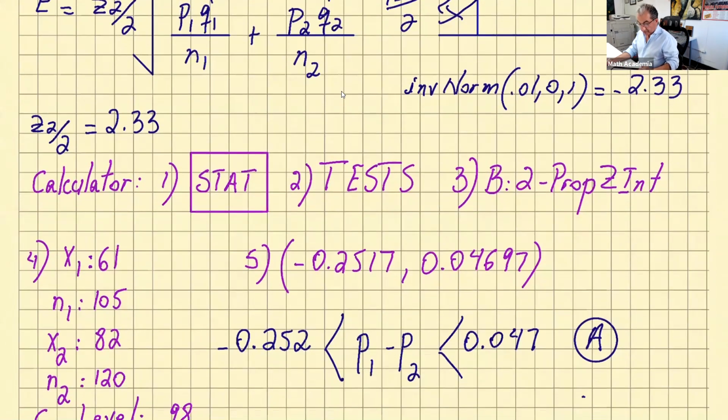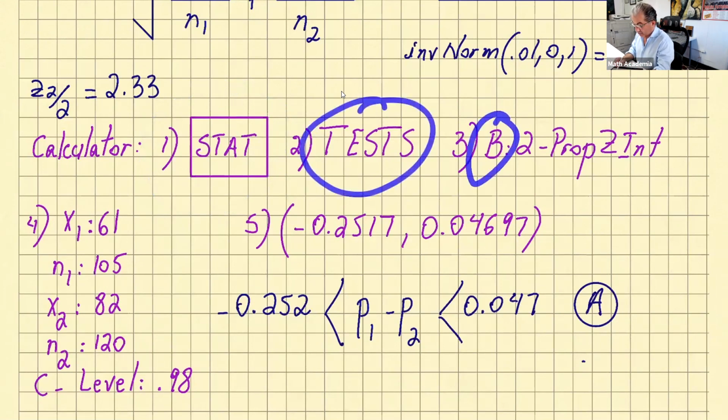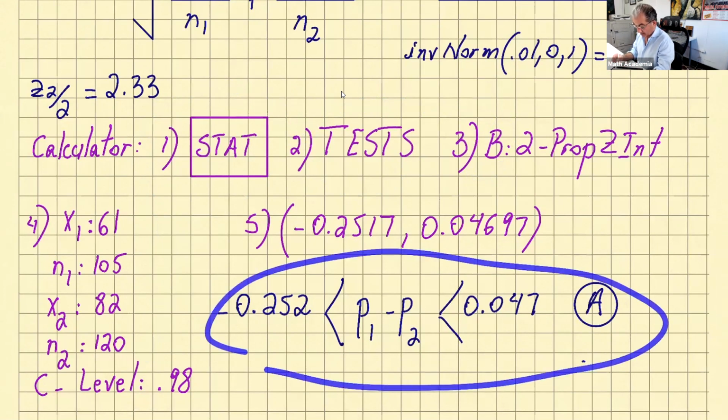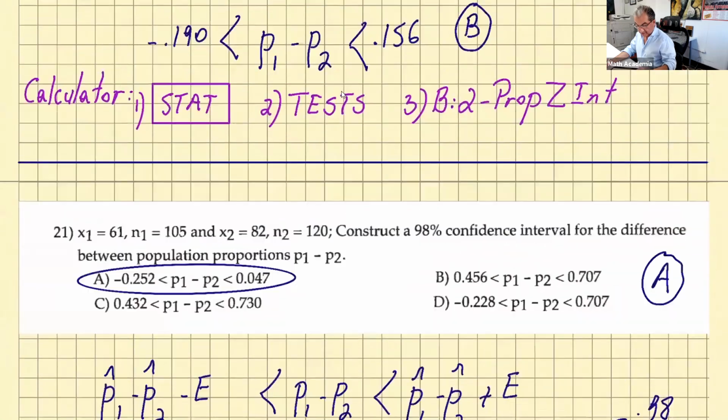But if you want to do this fast, you can use your calculator, and I put the steps here. Press stat, pick test, scroll down to B, 2-PropZInt. Put in the givens, confidence level 0.98, and you get the answer. And again, check the answers and pick the closest one. It's always going to be the right answer.